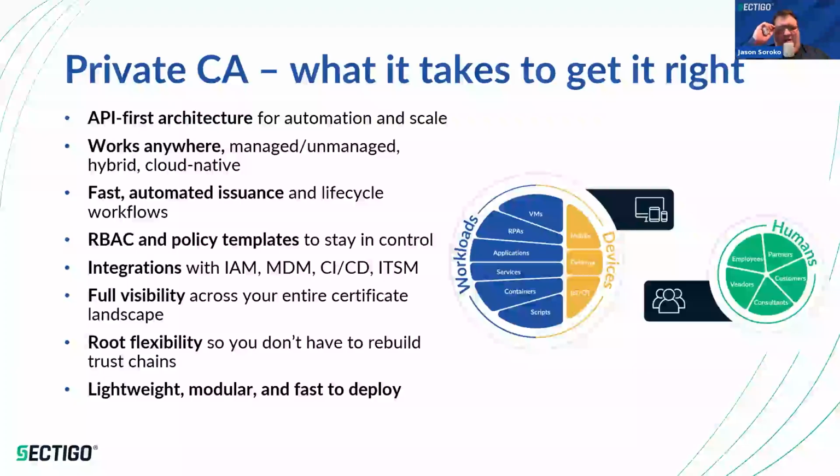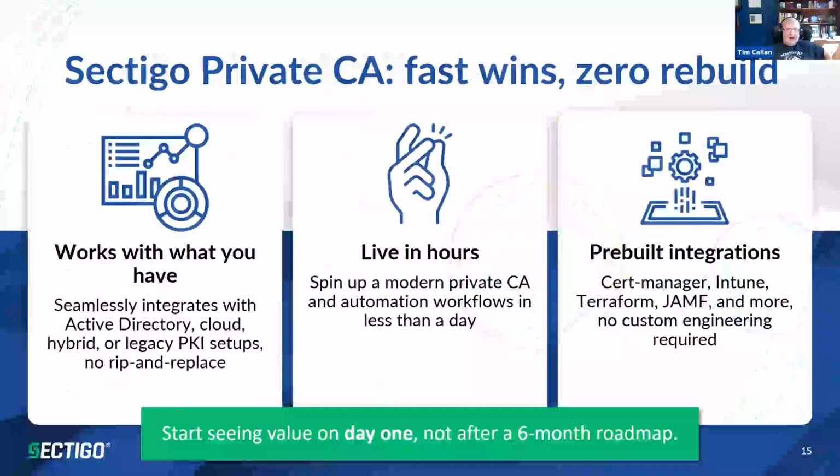And I would say that if you look at all previous private CAs and hardcore PKI systems, they're notorious for having almost no visibility outside of their own little silo. Sectigo's modern private CA, Tim, has probably the most important pillar, the thing that sits on top of all the pillars of certificate lifecycle management, which is full visibility.